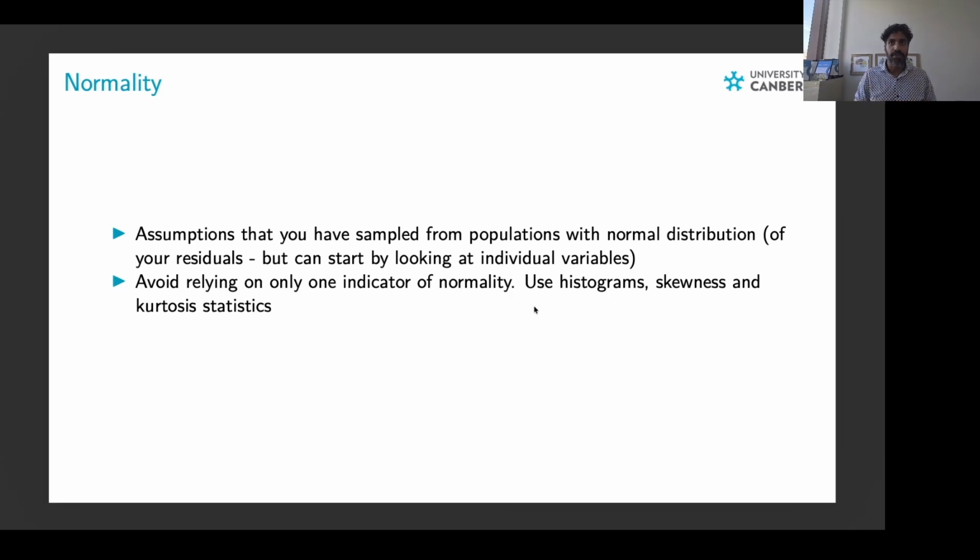But there's a relationship between them that's nuanced. So you want to avoid relying on only one indicator of normality. So you want to actually use histograms and skewness and kurtosis statistics when assessing normality.